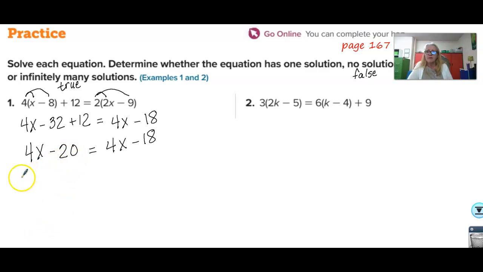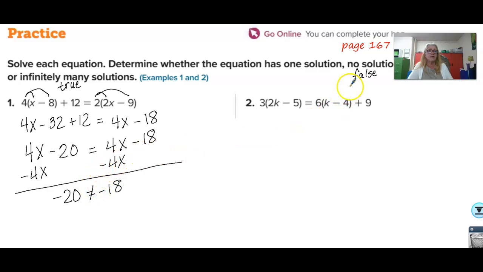It's okay if you want to go ahead and get rid of the variables, go ahead and subtract 4x from both sides. But if you can tell at that point, you can quit there. Now I've got negative 20 is equal to negative 18. Guess what? That's a false statement. So that means we have a situation that has no solution.